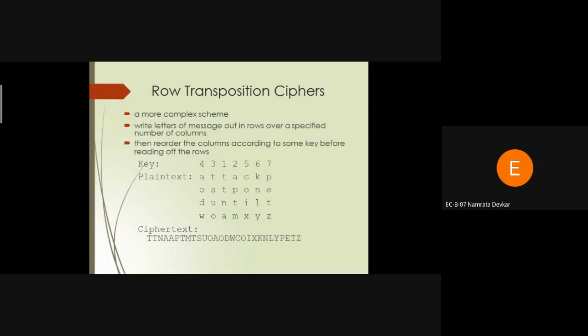Then we go for the second number, that is 2. Can anyone tell what the letters are for column 2? A, P, T, M. Very good. After that, we write the second column letters as APTM. Then we go for number 3. Can anyone tell what the column letters are for number 3? S, U, O. Very good. Then 4. Can anyone tell for 4?